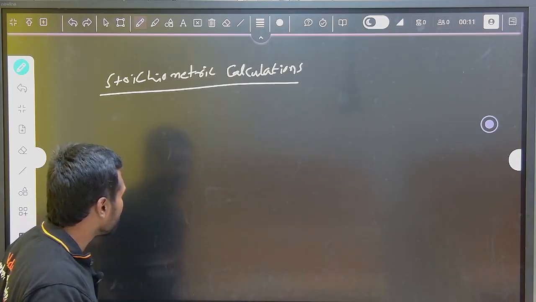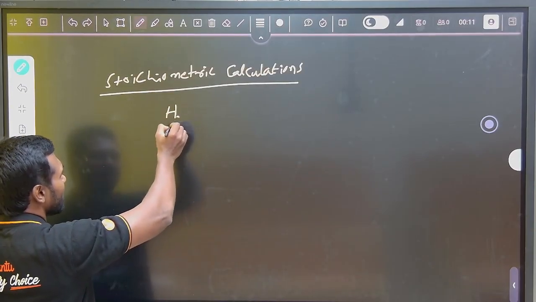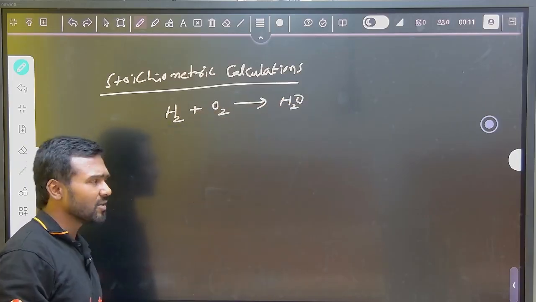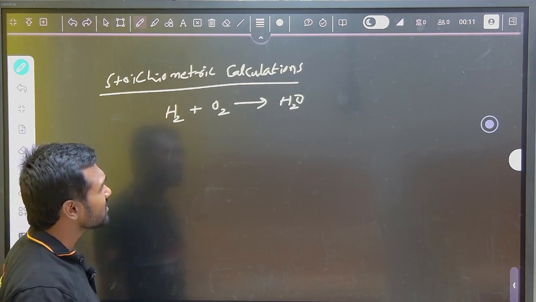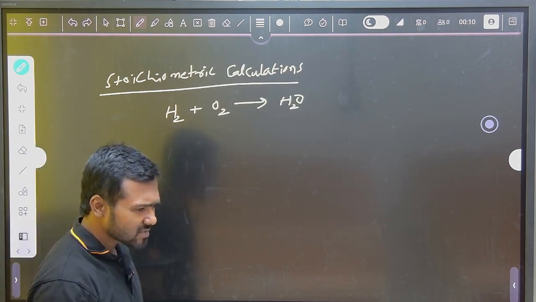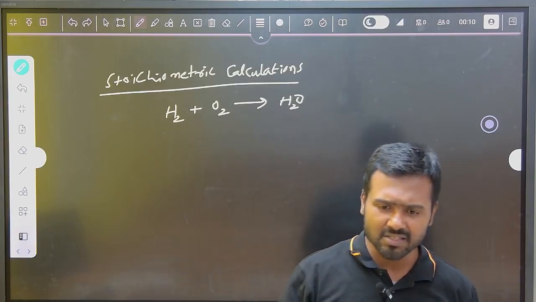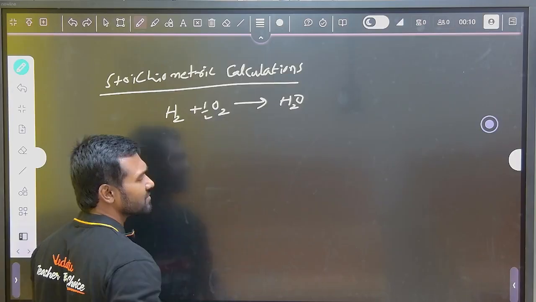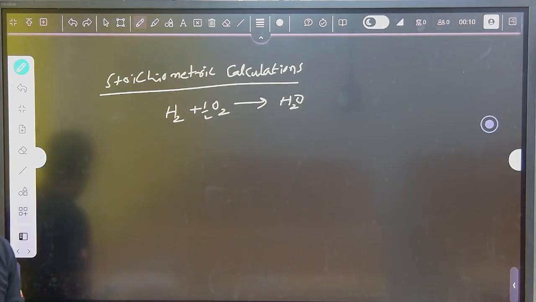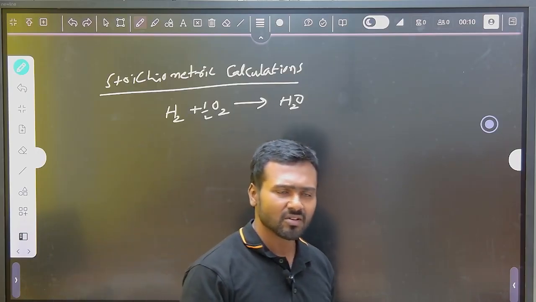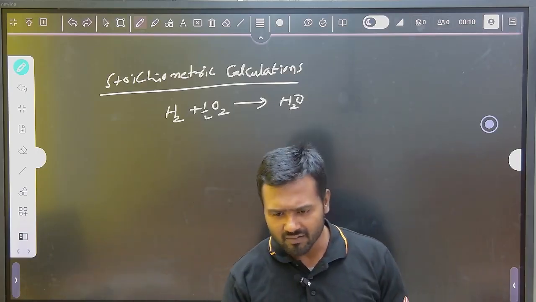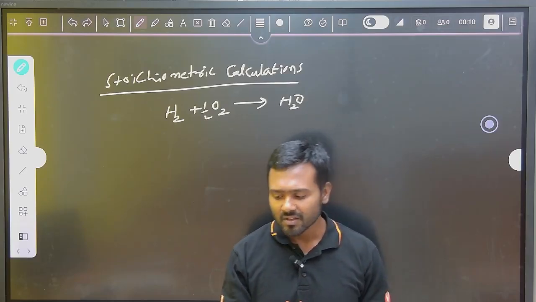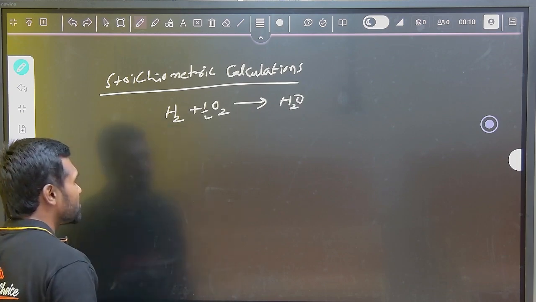So we'll start with a simple example, that is water formation: H2 plus O2 gives H2O. Whenever you are doing stoichiometric calculations, you always have to take a balanced chemical equation. That means this is now balanced. If you take a simple unbalanced chemical equation, you will end up with a wrong answer. So always take a balanced chemical equation to solve stoichiometric calculations. So here, H2 plus half O2 gives H2O.